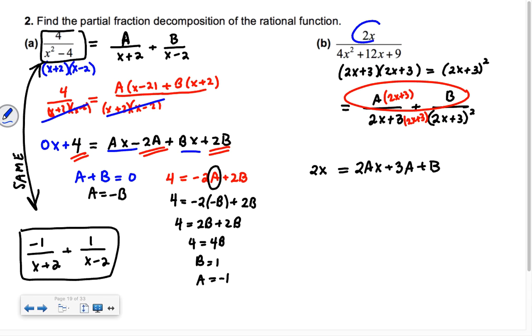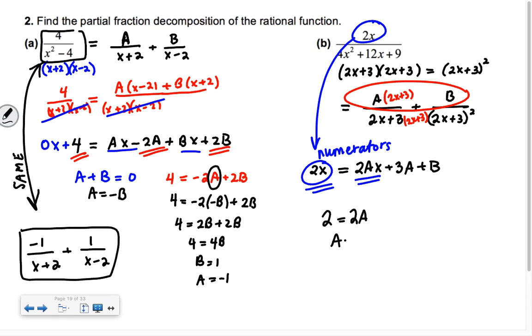So whatever our original numerator is, we set our new numerator equal to our original numerator. All right, so now we're lining up everything that has x. So we have a 2x, we have a 2ax, and we don't have anything else. So because of that, we could say 2x equals 2ax, but we actually leave off the x's. So we just say 2 is equal to 2a.